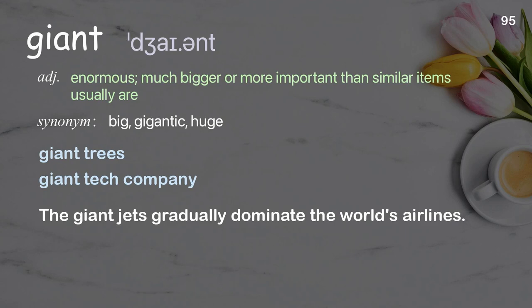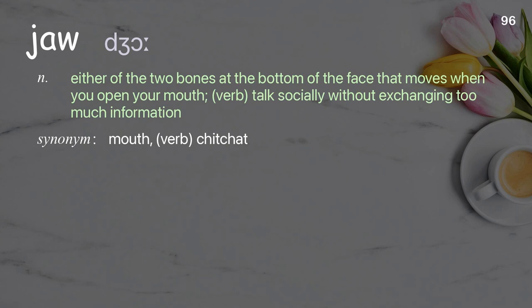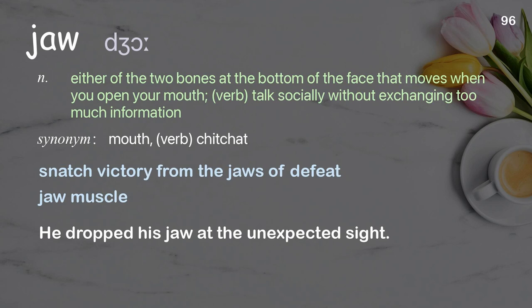Jaw. Either of the 2 bones at the bottom of the face that moves when you open your mouth. Verb, talk socially without exchanging too much information. Examples: snatch victory from the jaws of defeat. Jaw muscle. He dropped his jaw at the unexpected sight.